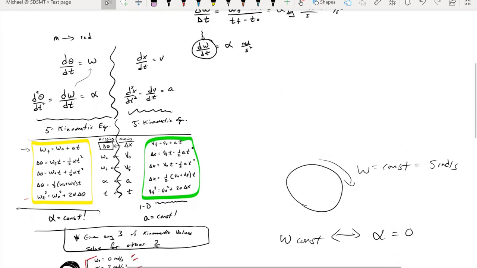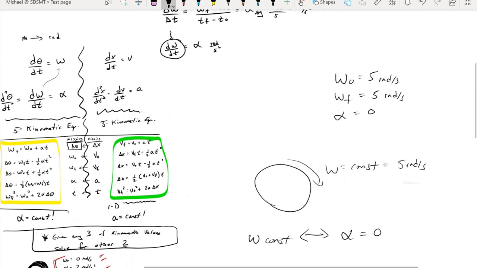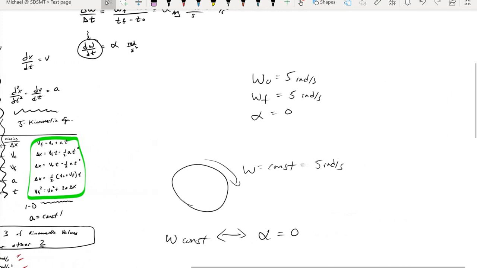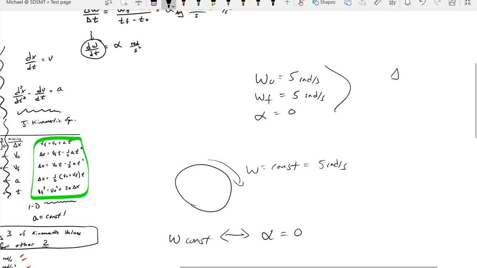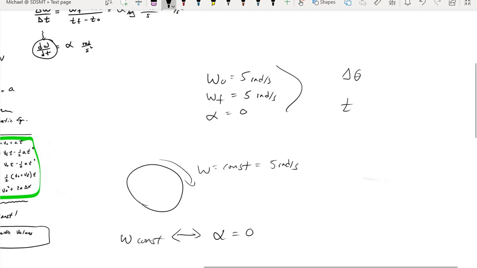And so what this would mean for this system is that both the initial and final angular velocities would be 5 radians per second, and alpha is 0. Well, there's your 3 values. So solve for the displacement and solve for the time. And here's where it gets interesting, because really what we're saying is you have a wheel that's spinning at a constant speed. How long did it spin?